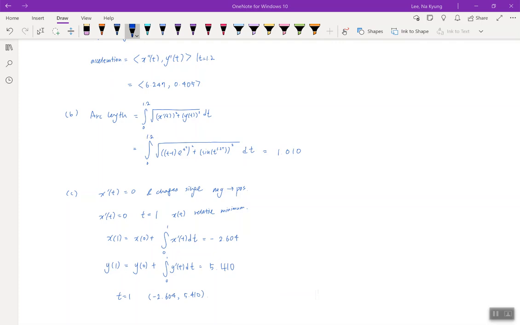Next, we need to explain why there is no point at which the particle is farthest to the right for t greater than or equal to 0. We know that x prime of t is greater than 0 for t greater than 1. That means there's going to be no relative maximum or absolute maximum. It means that x of t is just going to be increasing for t greater than 1. So we can say, since there is no maximum value for t greater than or equal to 0, there is no point farthest to the right.